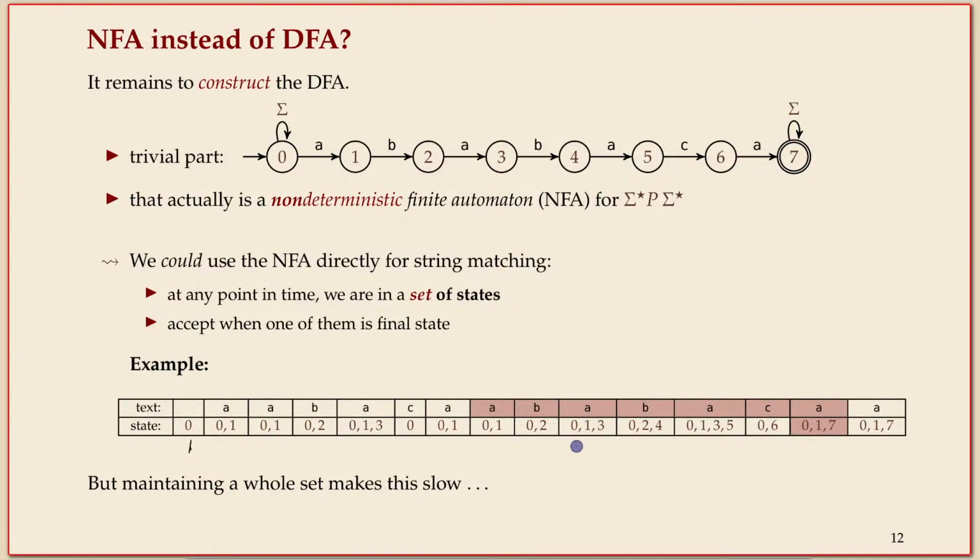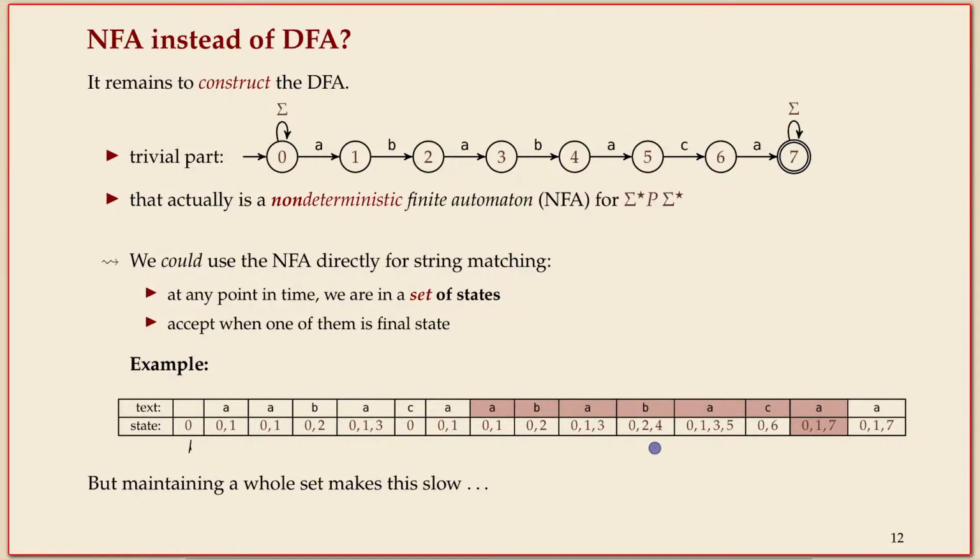A new thing happens when we're in states 0, 1, and 3 and read a B. In that case, 1 goes to 2, 3 goes to 4, so we advance to 2, 4. And we stay in state 0 because in this case, we always stay in state 0. There's always this loop.